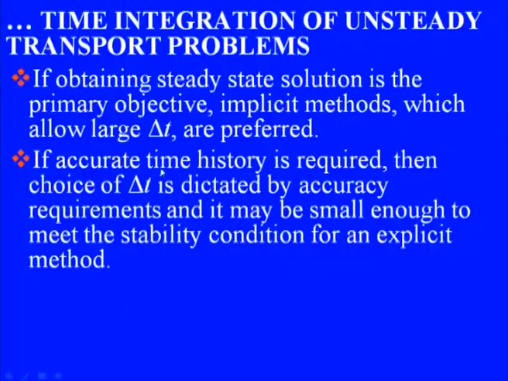On the other hand, if you want an accurate time history, then the choice of delta t would be dictated by the accuracy requirements. As we know, the smaller the delta t, the more accurate our solution. It may so happen that these accuracy requirements force us to take a delta t which is small enough to meet the stability condition for an explicit method. In this case it does not make much sense to solve a system of equations at each time step by choosing an implicit method.